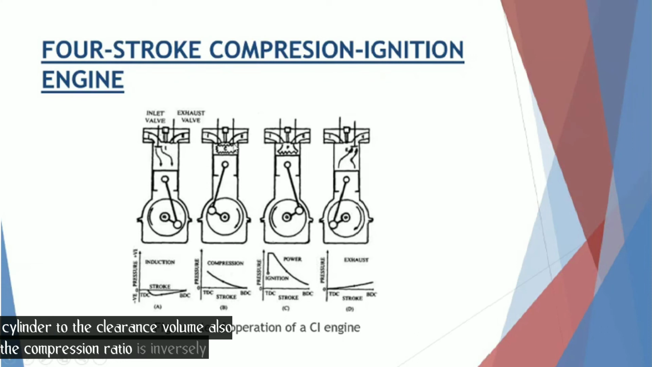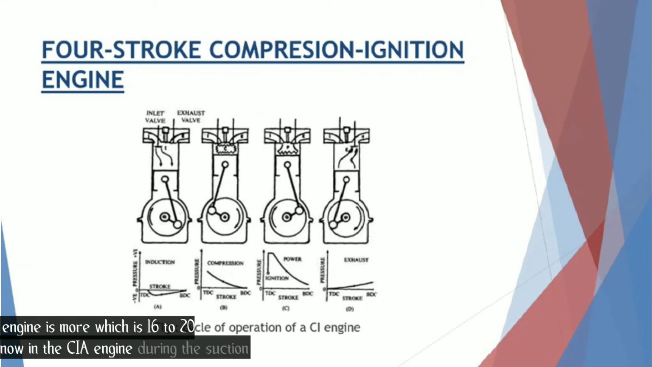Also, the compression ratio is inversely proportional to the clearance volume. So in the SI engine, the clearance volume is more compared to the CI engine. That is why the compression ratio of the SI engine is less, which is 6 to 10, while for the CI engine it is more, which is 16 to 20.